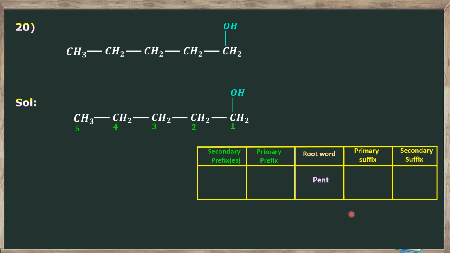Root word pent, primary suffix: only carbon, carbon, single bonds are there, so it is ane. And here there is a secondary suffix OH. OH means ol, alcohol. The name of the secondary suffix for alcohol functional group is ol. IUPAC name is pentane 1-ol. We have to mention the position of the carbon atom to which the functional group is attached. So pentane 1-ol. Here E from ANE is dropped because it is followed by the suffix beginning with O. Okay.